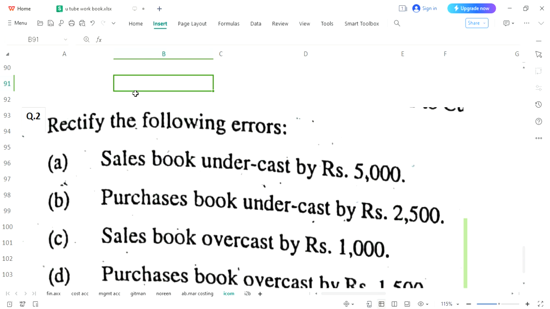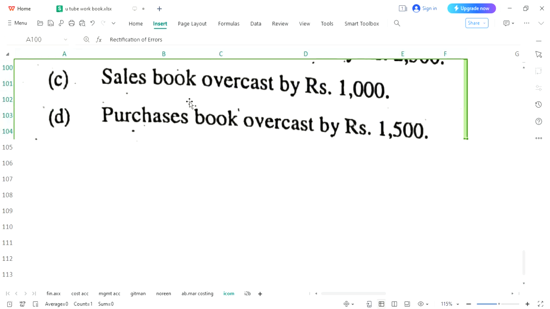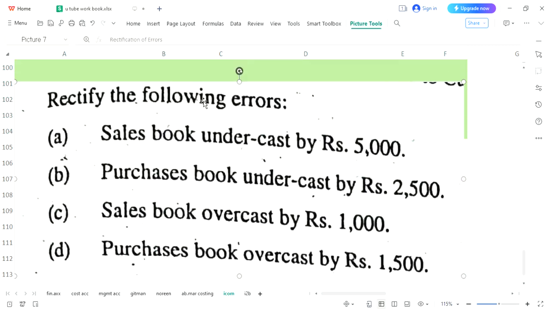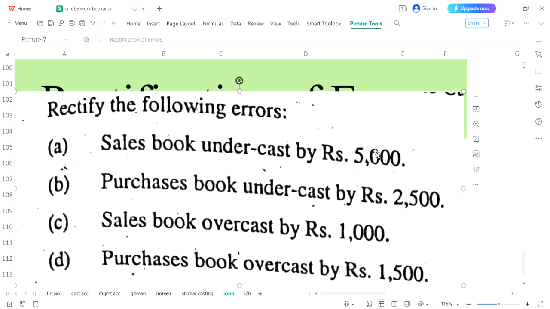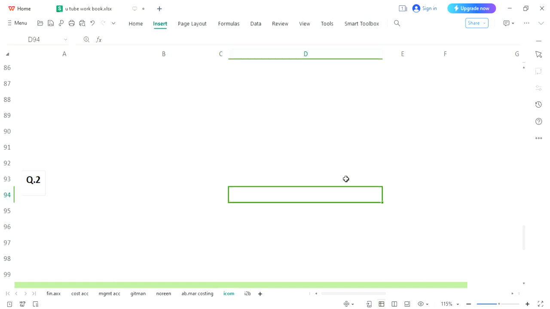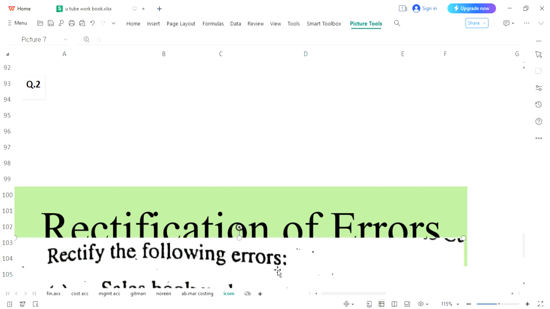Today's target is to solve question number 2. The chapter which we are related with is rectification of error. As you know, in introductory lectures we have seen how to make journal entries, and over here we have the same proforma. Let me show you that this was rectification of error.